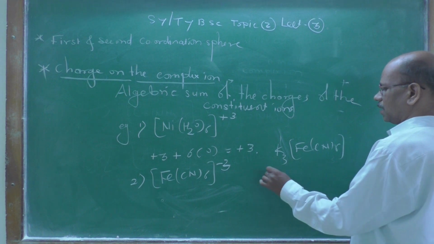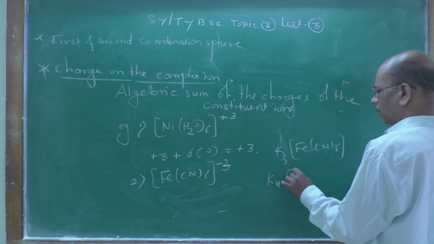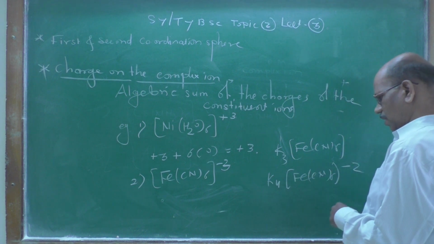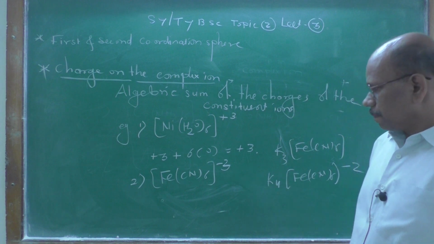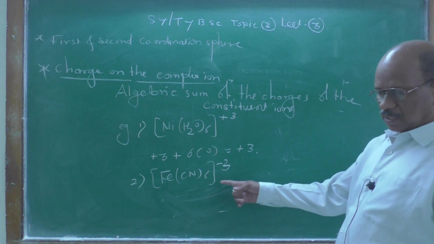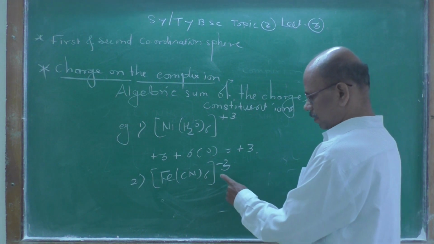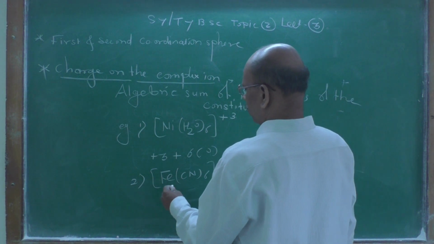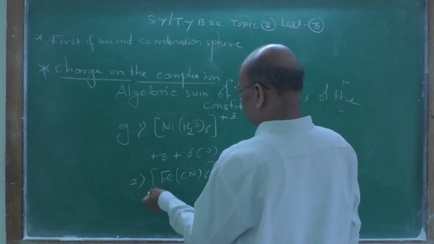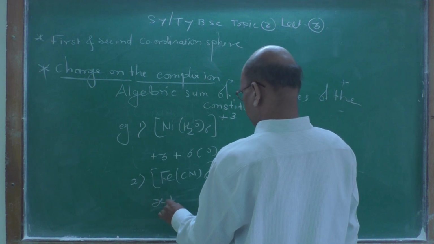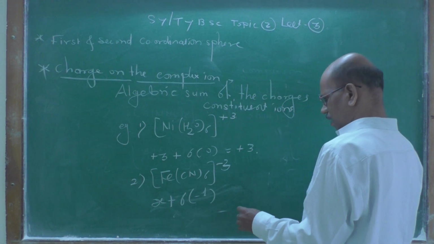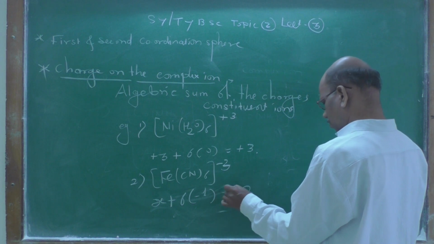So here a -3 charge is there. If we consider K4[Fe(CN)6], it has a -2 charge. For convenience, let us consider this particular complex ion, where we have to find out the charge on the metal. First we find out the oxidation state. Assume it as X. 6 ions are there, and on each cyanide the charge is -1, and it is equal to -3.